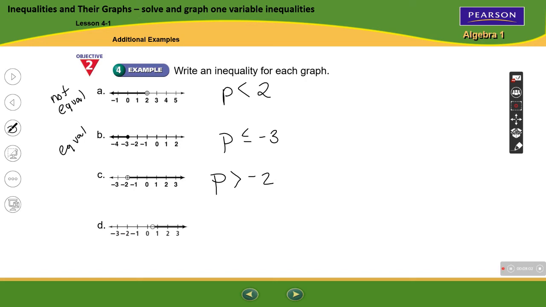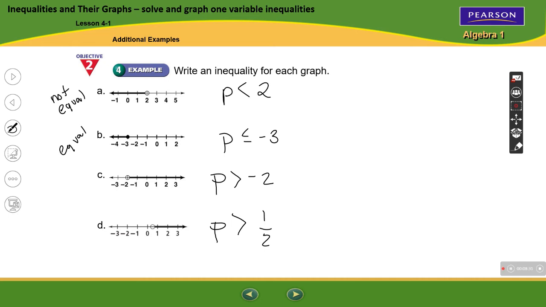And the last one, letter D. Looks like this circle is somewhere in the middle of 0 and 1. So what's halfway between 0 and 1? 1/2. Type of circle, open, means exclusion, and it's pointing to the right. So no equal sign because the open circle, so we're going to exclude. So no equal sign, and we're pointing to the right, so it is again greater than.